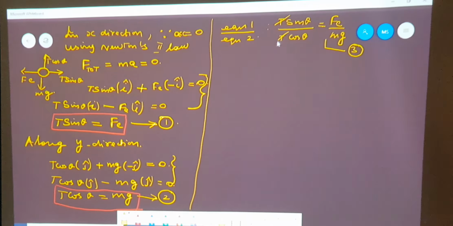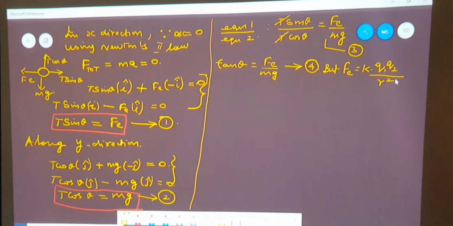Here T and T get cancelled. So sin theta by cos theta can be written as tan theta, which is equal to Fe divided by mg. Take this as equation number 4. Now, what is Fe? We know that Fe is the electrostatic force. But what is the value of Fe? We know the value of Fe is K into Q1 into Q2 divided by R square.